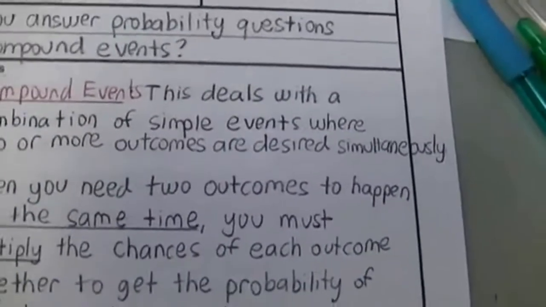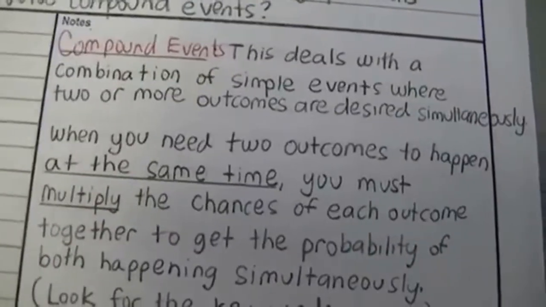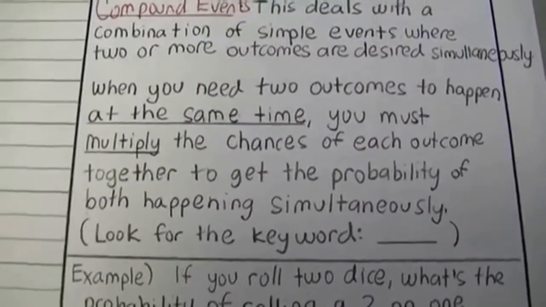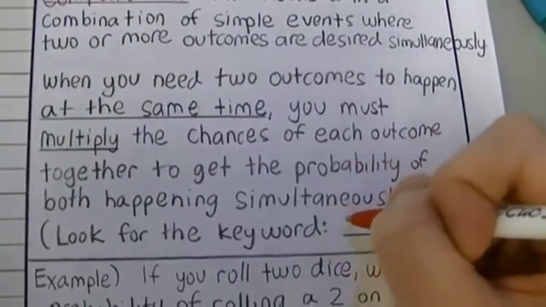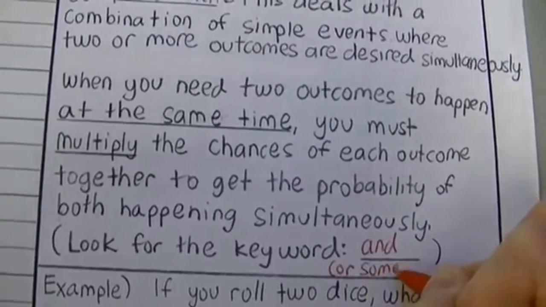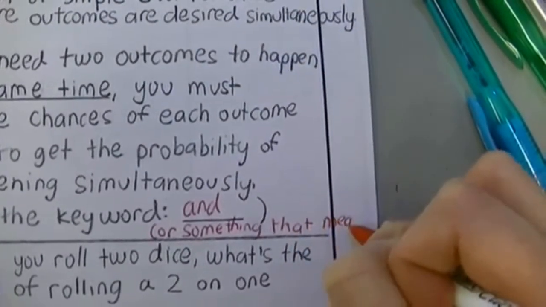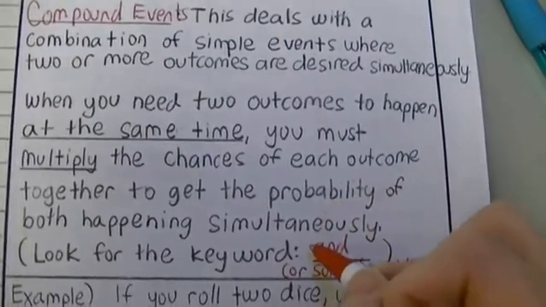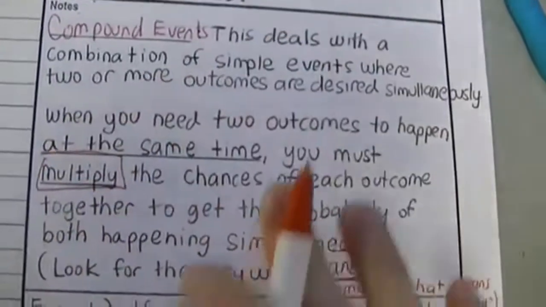Simultaneously means at the same time, so you need two things to occur at the same time. When you need two outcomes to happen at the same time, you must multiply the chances of each outcome together to get the probability of both happening simultaneously. So you're going to look for the keyword "and," or something that means "and," which I'll explain more later. When you see that keyword "and," you're going to multiply the probabilities together, all right? And we'll go right into an example.